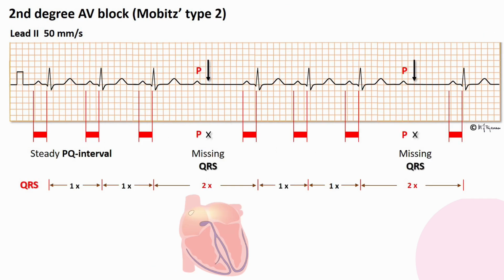Missed QRS. Another example of second degree AV block is fixed PR interval, not progressively increasing, but missing QRS every time. So here we have every 3 beats, 1 missing QRS.